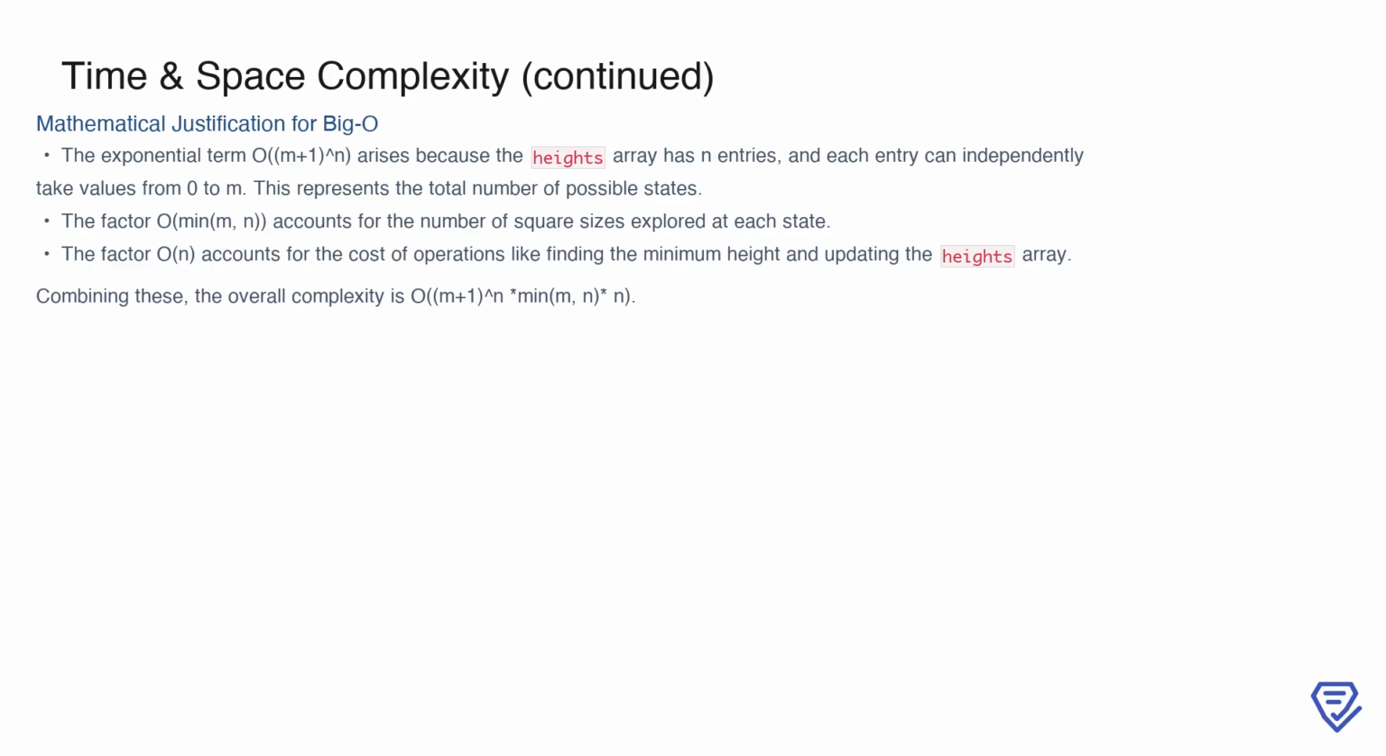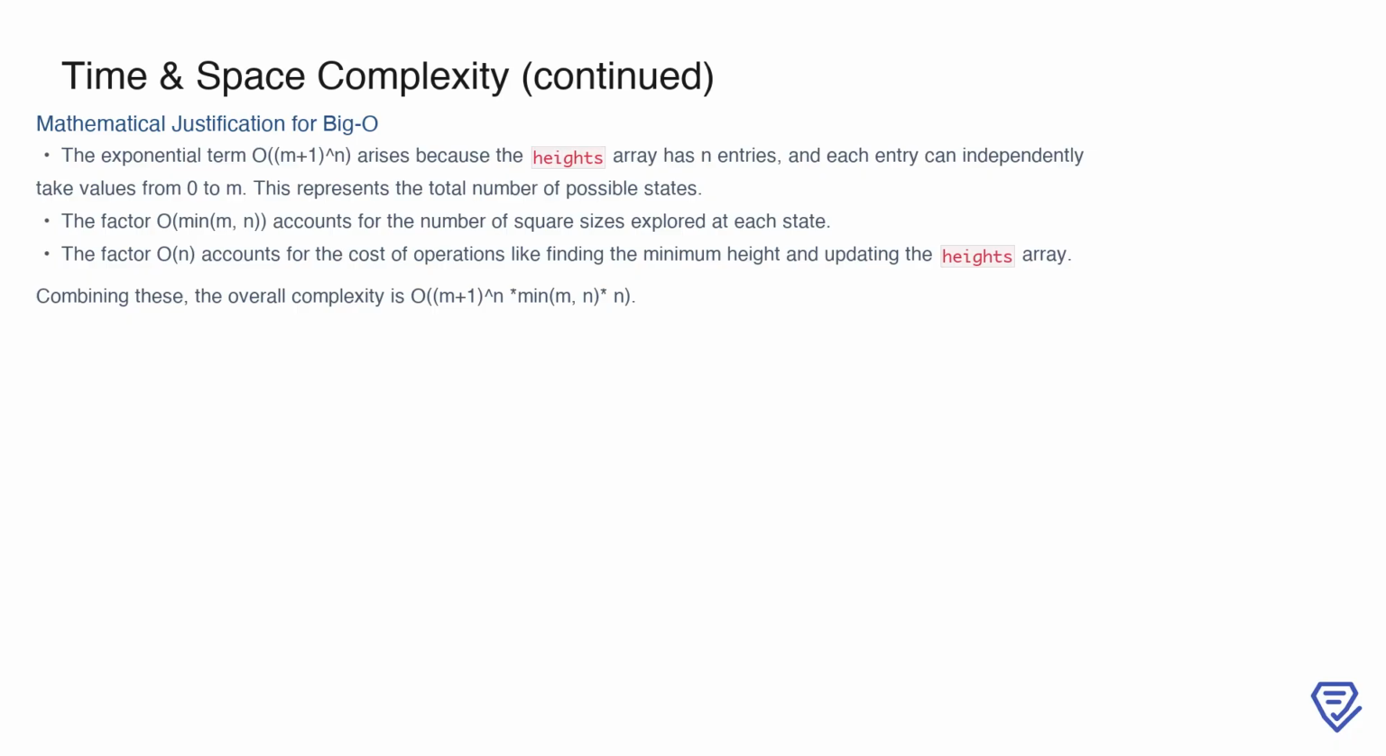Finally, let's justify the big O complexity mathematically. The exponential term O((m+1)^n) comes from the fact that the heights array has n entries, and each entry can independently take on values from 0 to m. This represents the total number of possible states the algorithm may encounter.